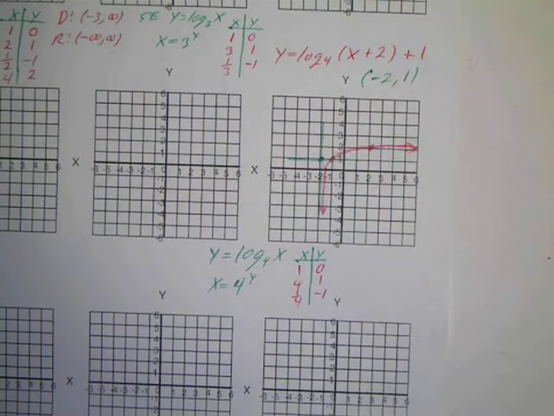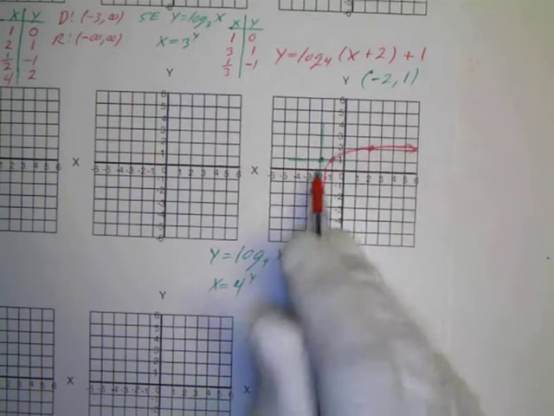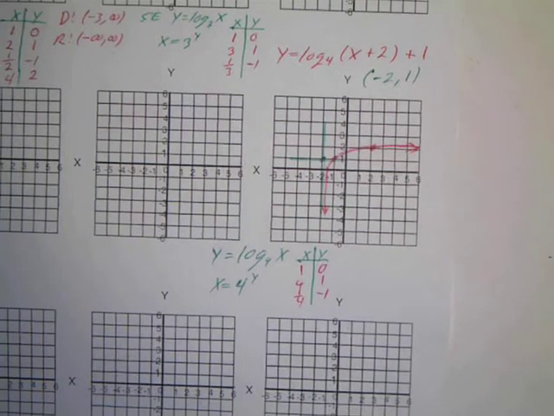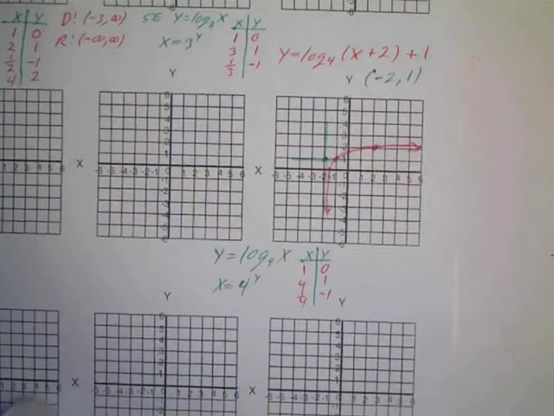And you can do it with three key points. And everything's relative to that new origin. Okay? So hope those make sense.